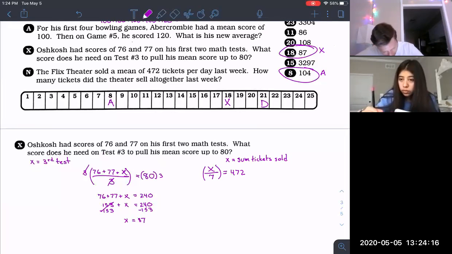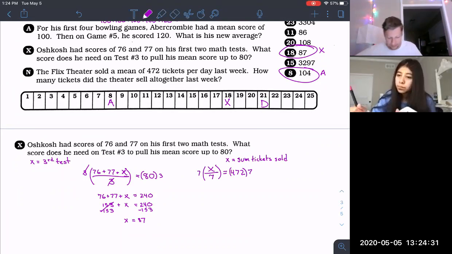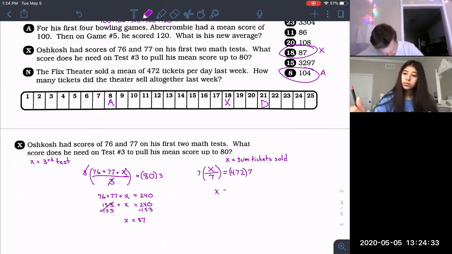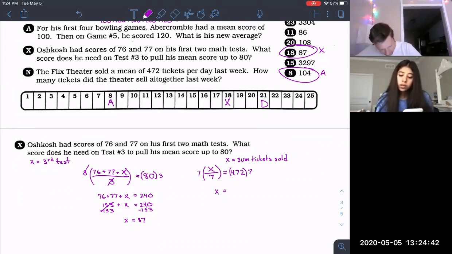So all we have to do is multiply this number 472 by 7. Instead of knowing the actual numbers, we're just saying they sold 472 tickets every day last week. So if we add 472 to itself 7 times, we should get our answer. In other words, we can just multiply it by 7. So 472 times 7, 3304.